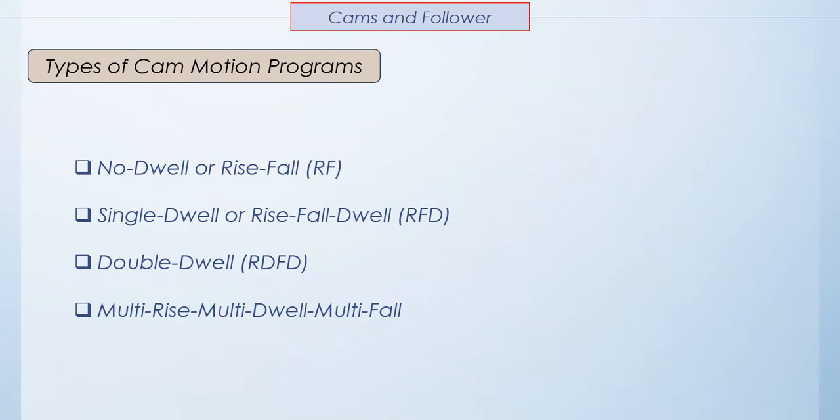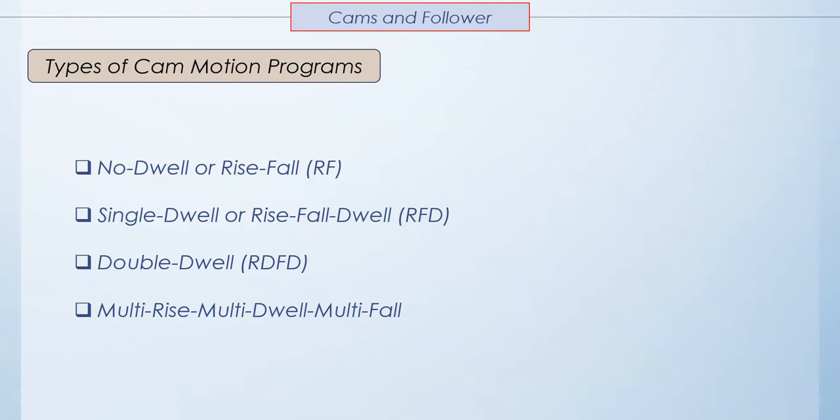So we're talking about cam motion now. We can break it into several categories, as shown here. First, no dwell, or rise-fall, which we call RF. It is a rise-fall motion. This is much cheaper, much cheaper than what is available in the market. It means the motion is just rise, fall, rise, fall, rise, fall.